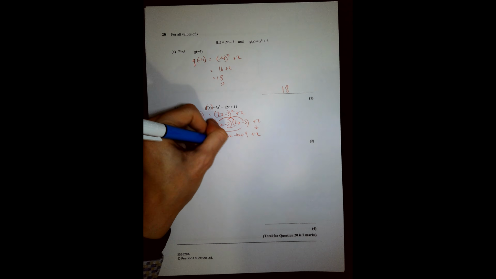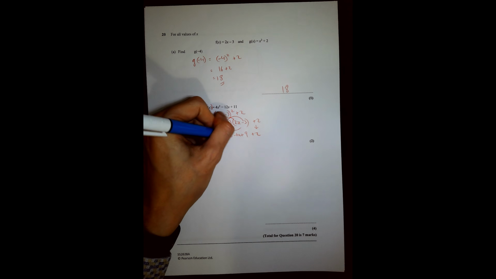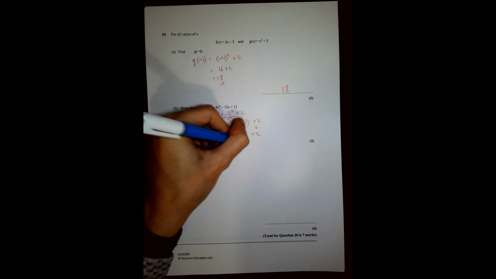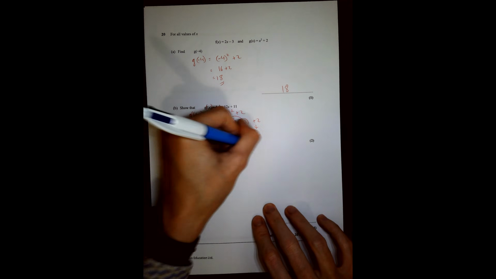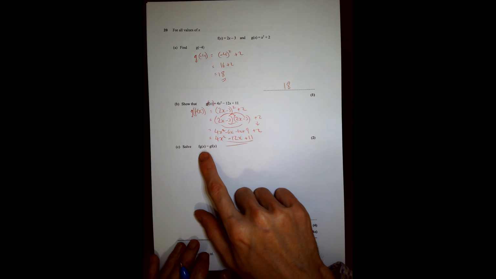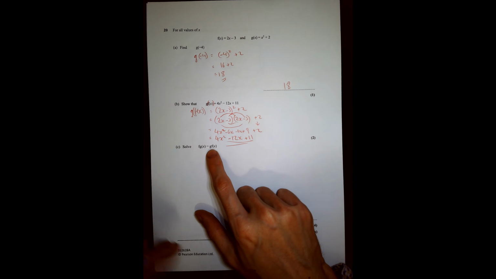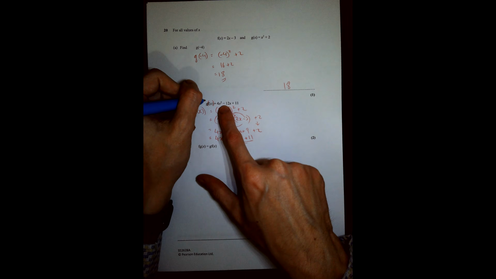Simplifying that, we get 4x squared, negative 6 and negative 6 is negative 12x, 9 add 2 is 11. There we go. Now, f of g of x is equal to g of f of x. We've already got g of f of x. That is 4x squared minus 12x plus 11.